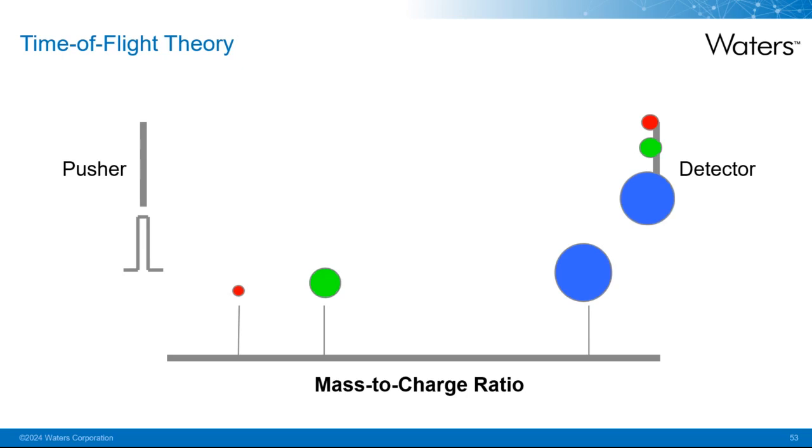As they hit the detector, their time of flight is recorded, and that time of flight is proportional to the ion's mass to charge ratio. The mass to charge ratio is calculated by the data system and is used to generate the observed mass spectrum.